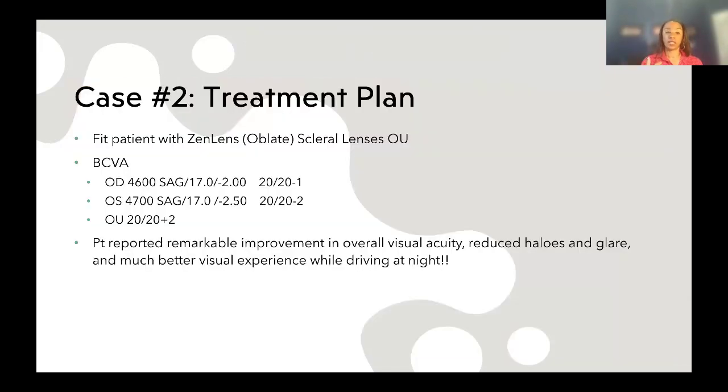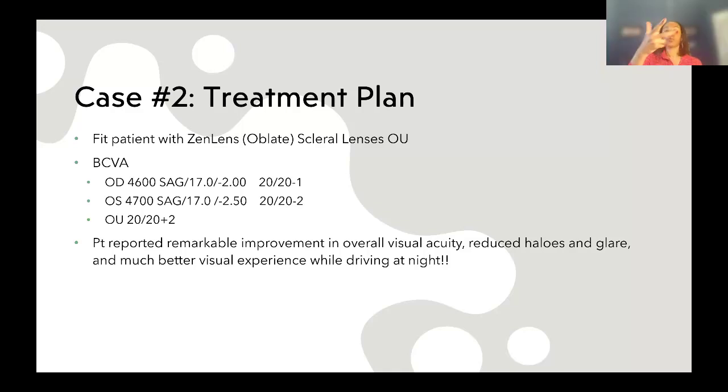And so it did. So I fit him with this particular lens, an oblate design. I'll talk about why here in a second. A scleral lens, both eyes. And you can see with these parameters, best corrected visual acuity was 20/20 -1 in the right, 20/20 -2 in the left. And with both eyes open, he was getting some letters on the 20/15 line.